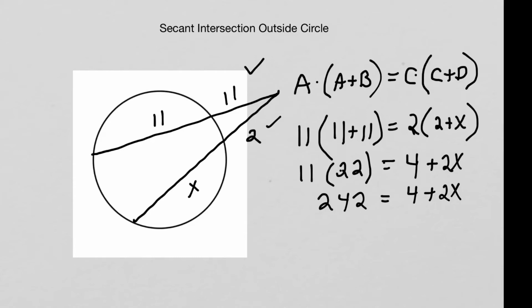All right, I want to subtract 4 from both sides. I want to get the x's by itself. So I subtract 4 from both sides, and I get 238 equals 2x.